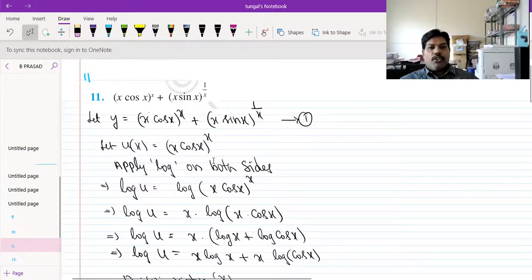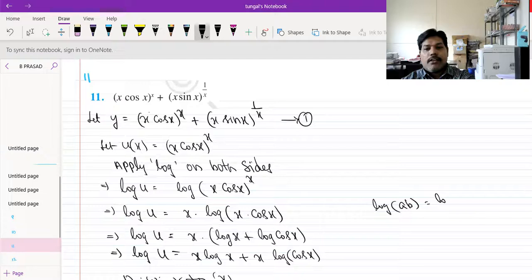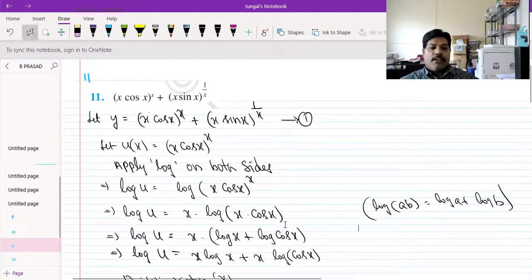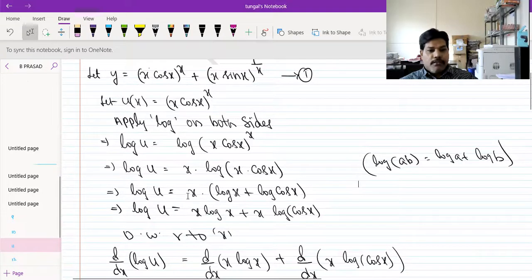Then apply the log on both sides. So log u is equal to log of (x cos x)^x. Log of x power n can be written as n log x. Log of AB can be written as log A plus log B. So that's why I have written log x plus log of cos x. After getting this function, just split the term: x into log x plus x into log of cos x.